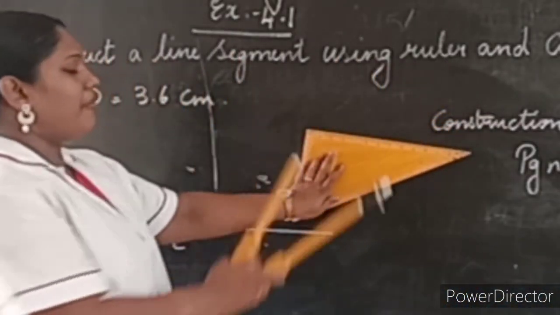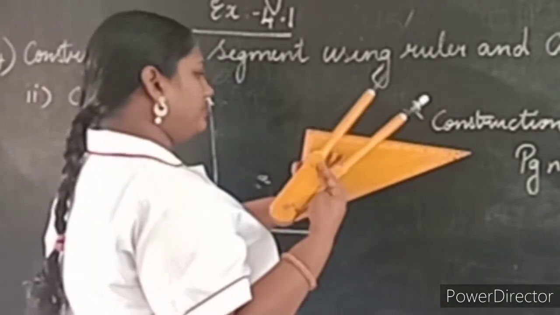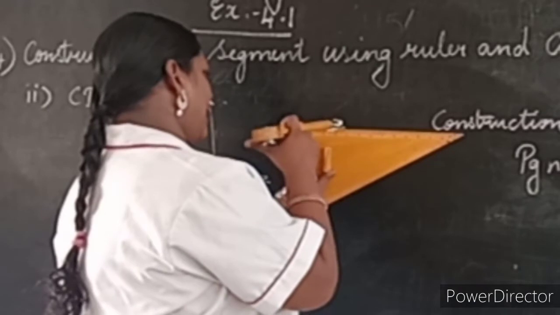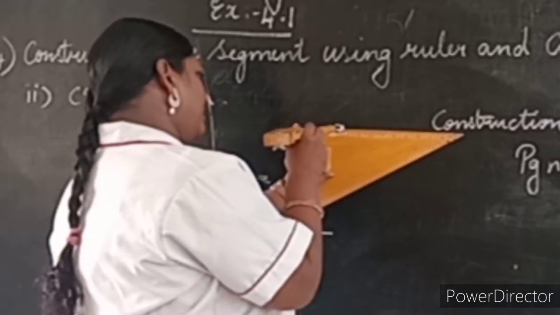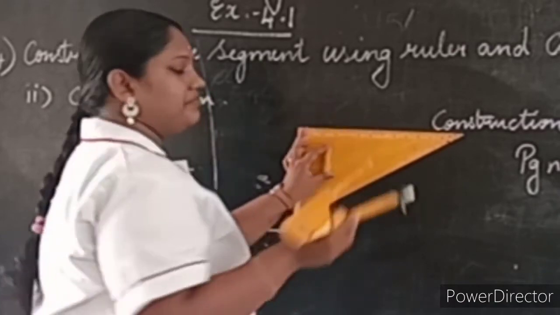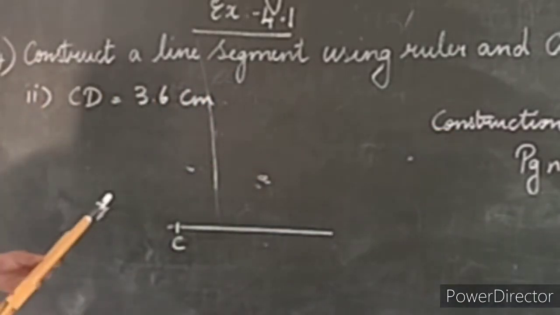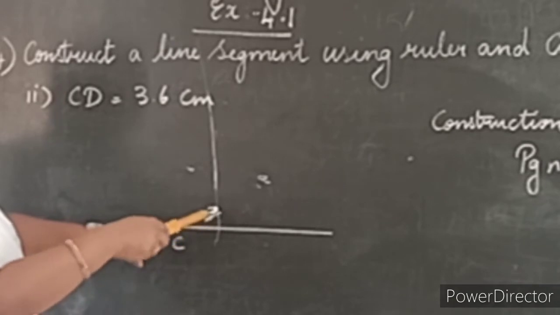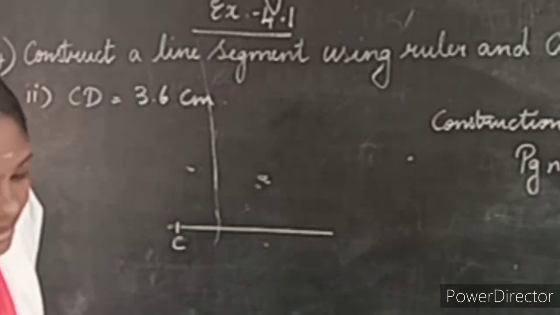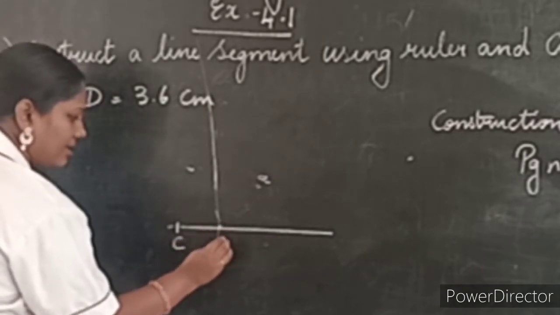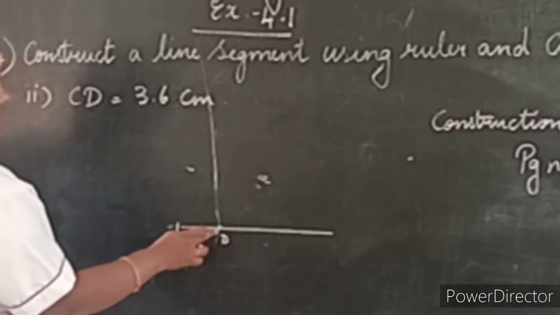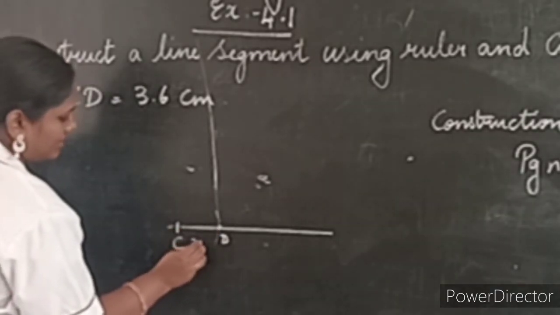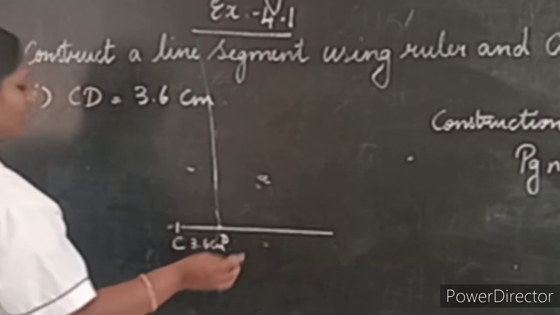The next step is you have to take your compass and the ruler. I am going to measure 3.6 centimeter. So I have measured 3.6. Where do I have to keep this? On the point C, I have to draw an arc. Then I have to write this one as D. Don't make it big, I have to write it a little smaller. So CD is equal to 3.6 centimeter.